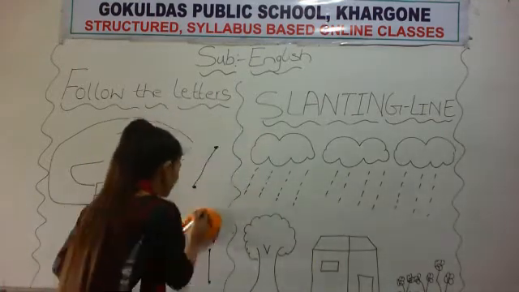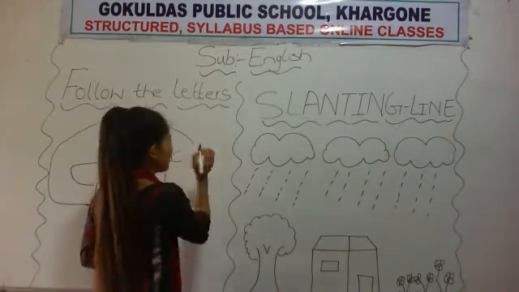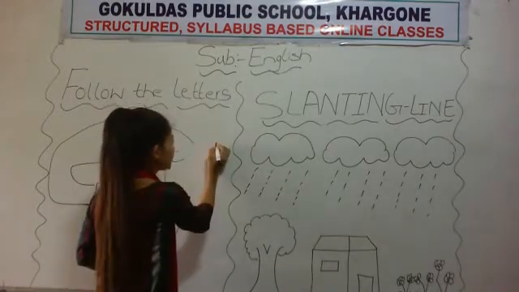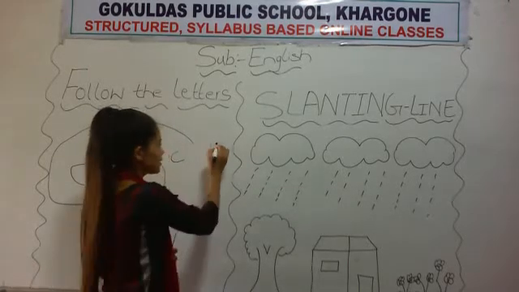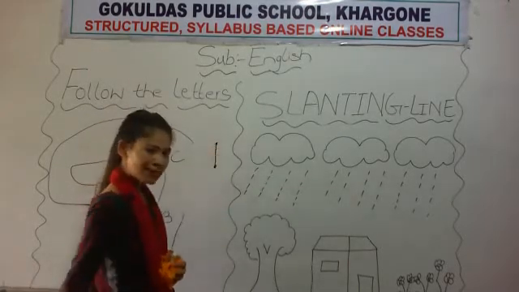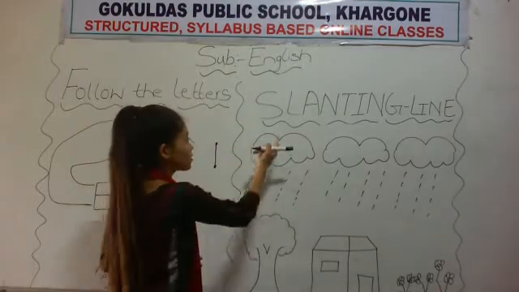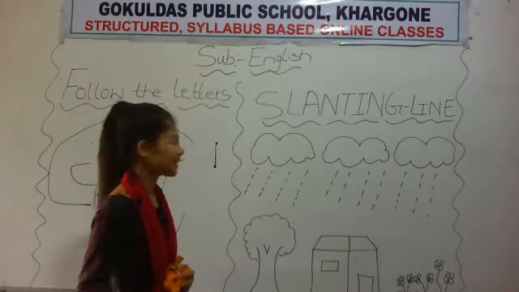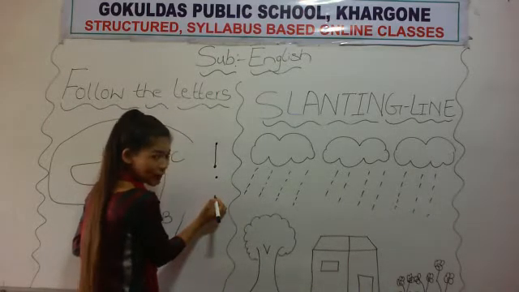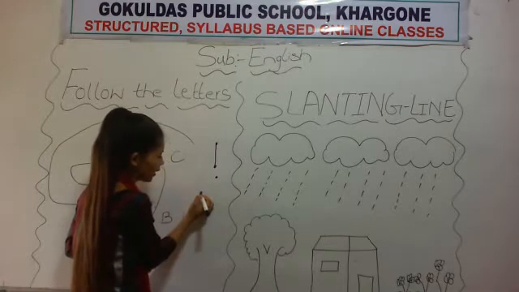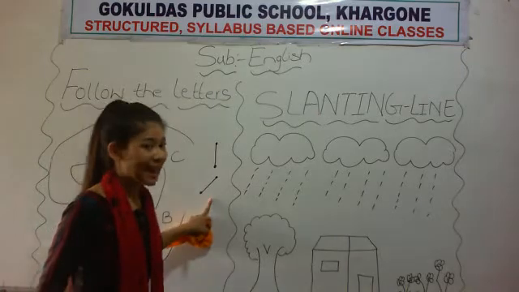See, whenever you are making a standing line or slanting line, you need to make a dot. When you are making standing line, your dot should be straight. But when you are making slanting line, which we are learning today, your dot should be here, and here. So make a slanting line. This is called slanting line.